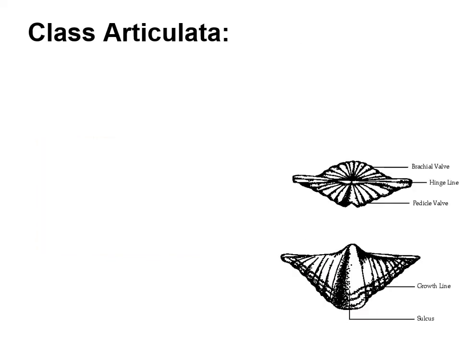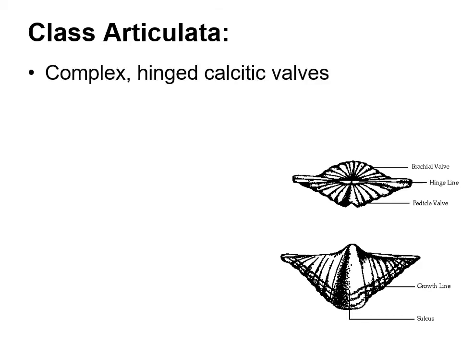Class Articulata is much more diverse and shows a lot more disparity throughout the Paleozoic, even into today. These are much more complex, and the valves in this case are actually hinged. So there's a specific structure to the valves that allows them to lock together like a hinge. This means when the soft tissue decomposes, the two valves are still adhered to each other. So you usually find them together. And again, the calcite valves here are different than the phosphatic ones that we typically see in Inarticulata.